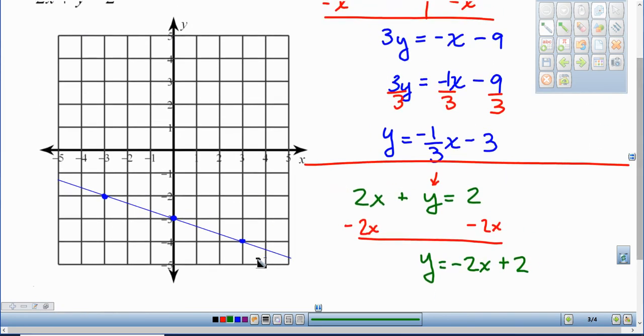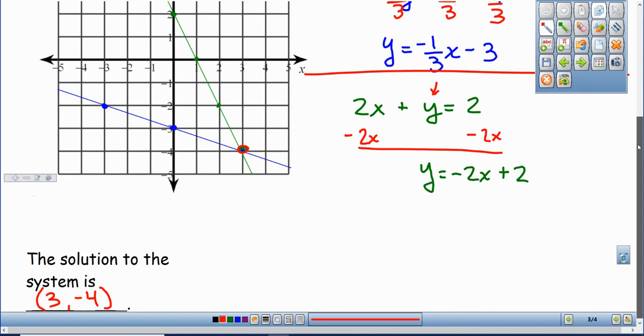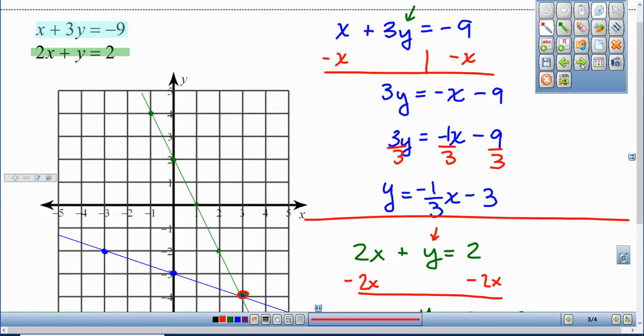So let's graph the green equation. Start at the y-intercept. We're going to go down 2, to the right 1, down 2, to the right 1, down 2, to the right 1. And we did already find that intersection. The last part of this will be identifying that intersection as an ordered pair. The solution to the system is this ordered pair, and it is the ordered pair 3, negative 4. That is the only ordered pair that will satisfy not only one of the equations, but both of the equations.